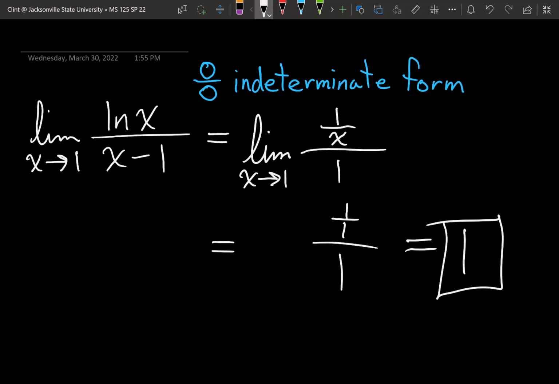L'Hopital's rule by itself is not difficult. The only thing that makes it difficult is if you have something nasty to take the derivative of. We're going to try to avoid that as much as we can. If we just focus on knowing the rule, and when it applies. So let's see. Let's look at another one.